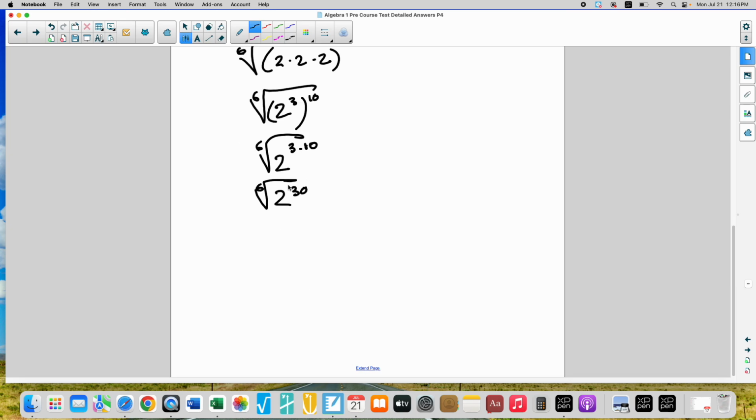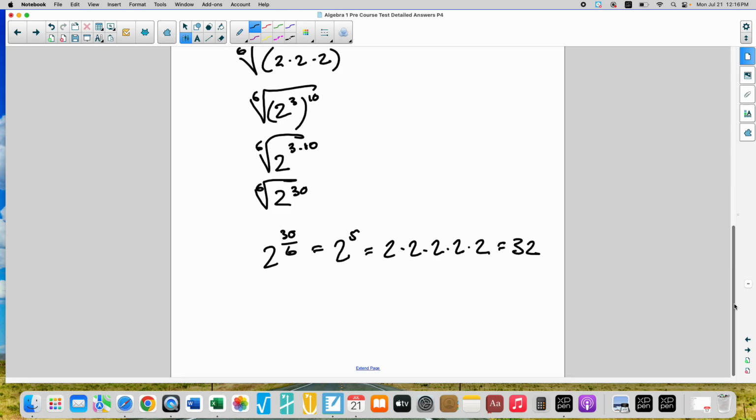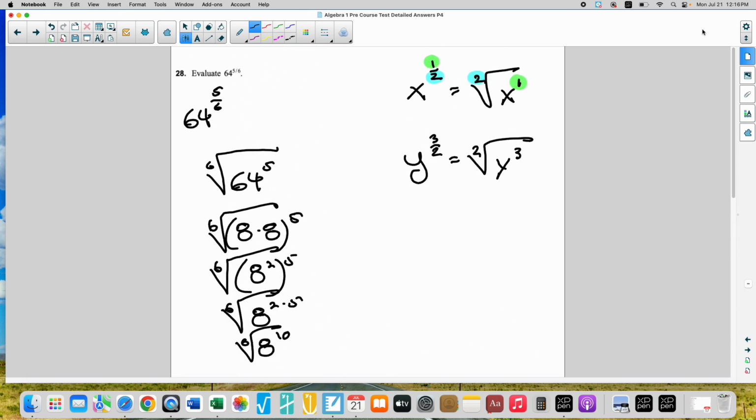And now we can actually go backwards and write that as a fractional exponent. And 30 over 6 is 2 to the fifth. And then 2 to the fifth is equal to 2 times 2 times 2 times 2 times 2, which equals 32. How crazy is that? What a bizarre way to go about doing that. So that is a really fun, advanced way of knowing your exponents to simplify, because we couldn't simplify it in this manner. There weren't 6 64s to cancel that exponent.